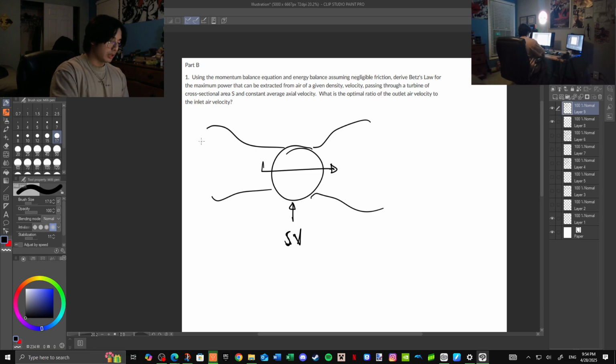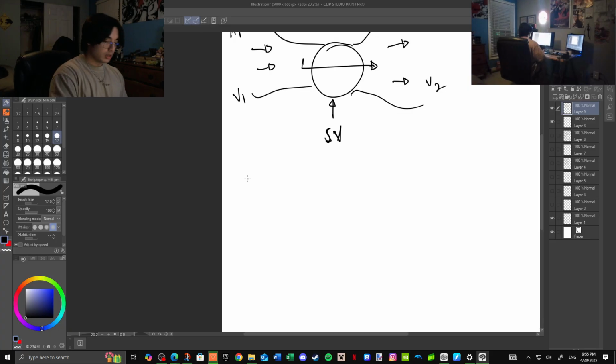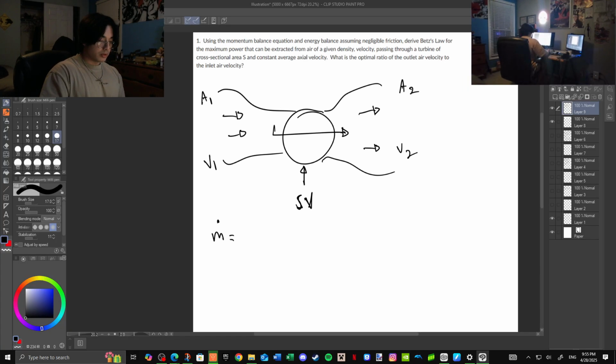To the left of it, where air is entering, there's the cross-sectional area and a velocity going in, and then going outwards, there's another cross-sectional area and another velocity value going out. And so the mass flow rate at all these points is going to be equal to each other.